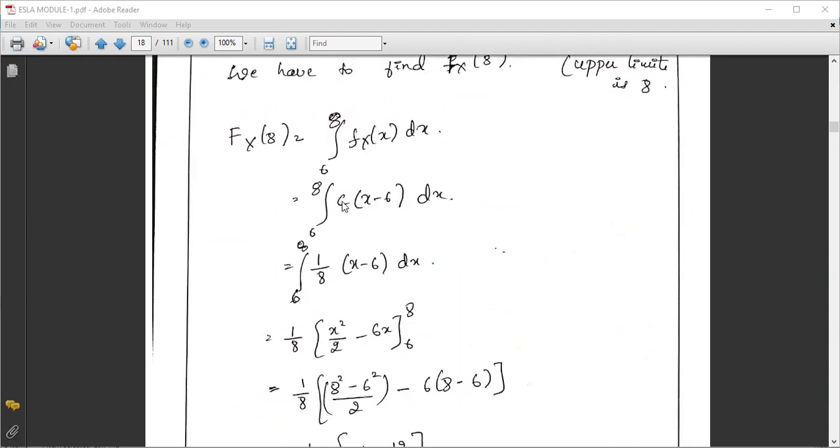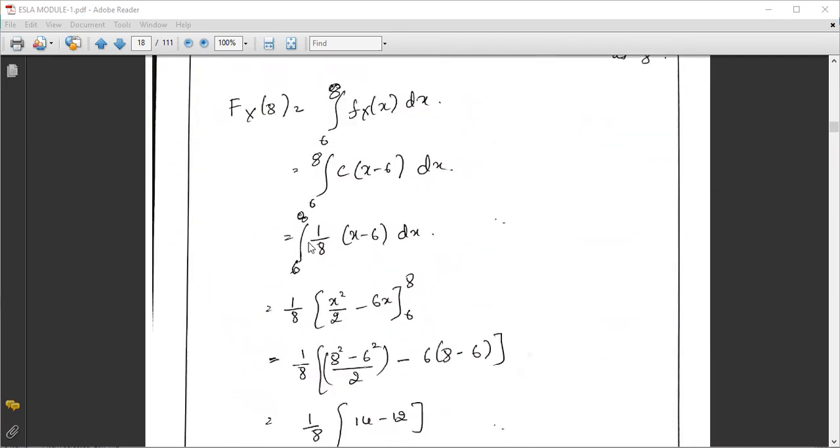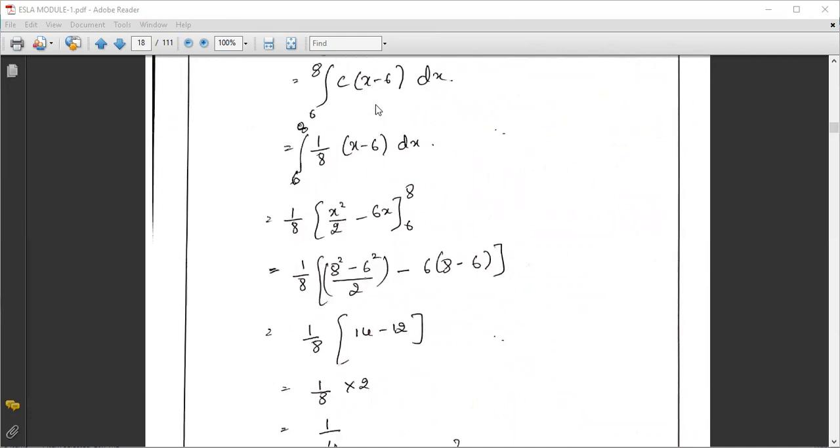Therefore, the function is c into (x minus 6) with respect to x, integral from 6 to 8. What is the c value? We already found that the c value is 1 by 8. Substitute 1 by 8 in place of c: 1 by 8 into (x minus 6) dx. 1 by 8 is a constant, so take it outside the integral. Then integrate x minus 6 with respect to x.